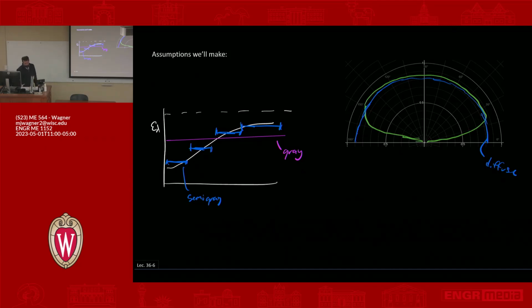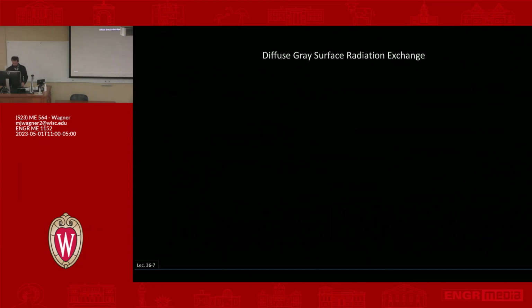All right, so what I'm going to do now is we'll start talking about diffuse gray surface radiation exchange. So we're going to be talking about surfaces that look like this one up here. Let's develop a model for that. And then eventually, I think in the last lecture, maybe even Wednesday, we'll be able to talk through semi-gray a little bit. OK, so diffuse gray surface radiation exchange.